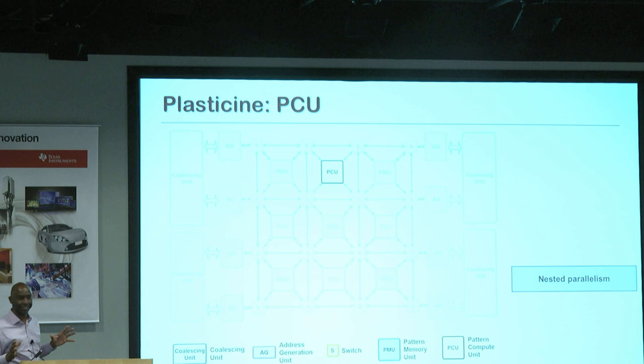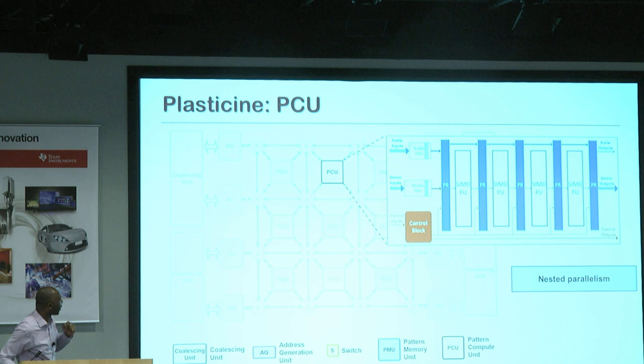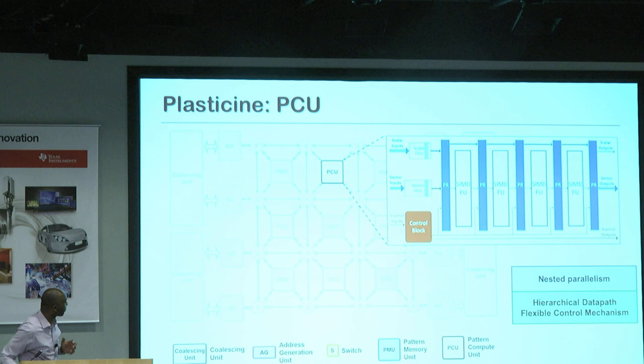Okay, so PCU is the pattern compute unit, and it supports nested parallelism. It's a bunch of pipeline SIMD functional units. So you get parallelism within the SIMD unit, and then, of course, you get parallelism from pipelining, and then you can kind of string these things together to create another level of parallelism. So hierarchical parallelism is key.